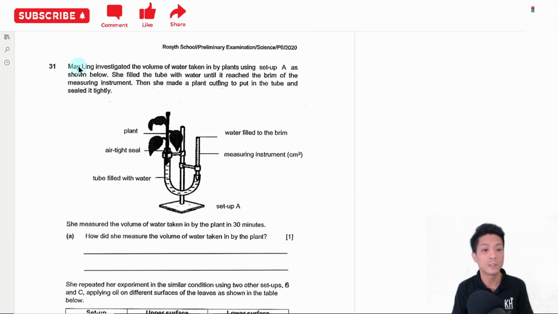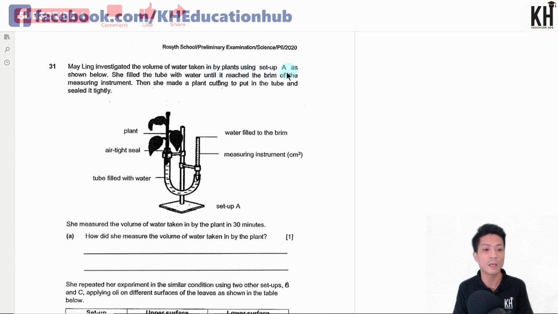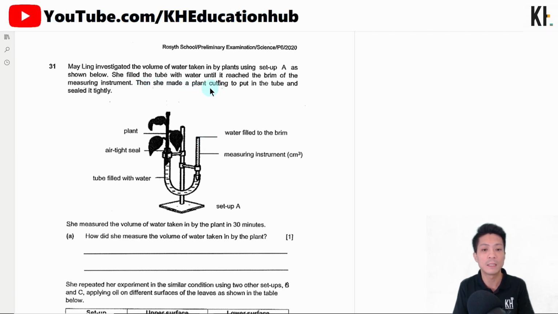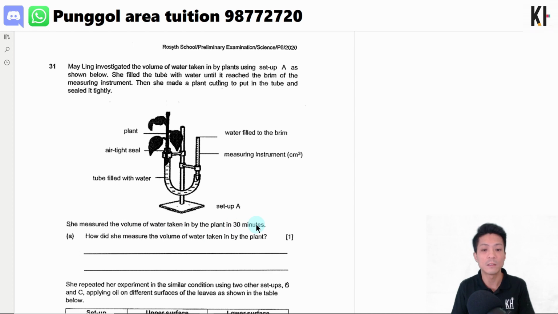Question 31. Mei Ling investigated the volume of water taken in by plants using setup A as shown below. Okay, she filled the tube with water until it reached the brim of the measuring instrument. Then she made a plant cutting to put in the tube and sealed it tightly. She measured the volume of water taken in by the plant in 30 minutes. Okay, how did she measure the volume of water taken in by the plant?